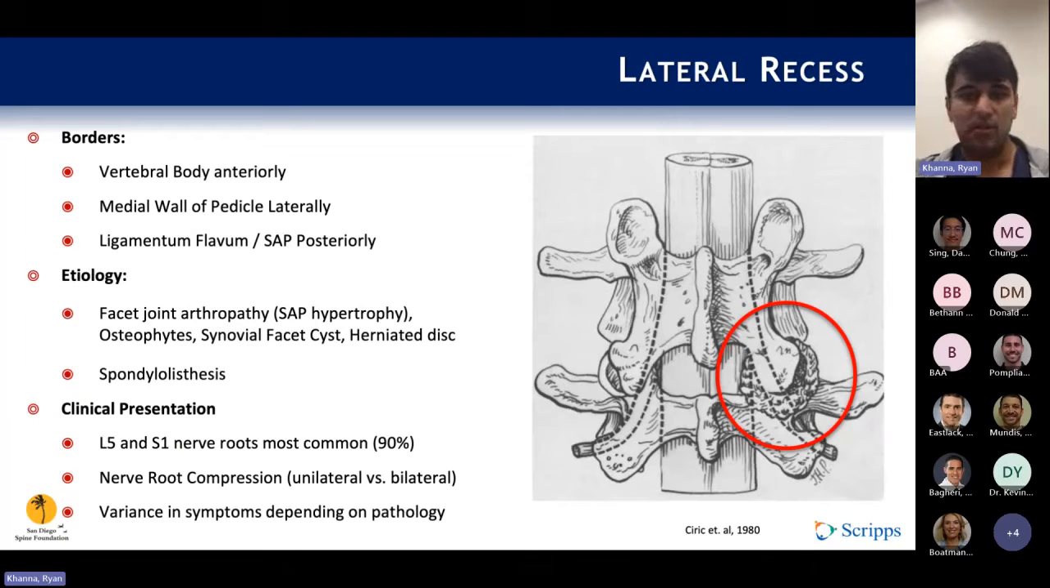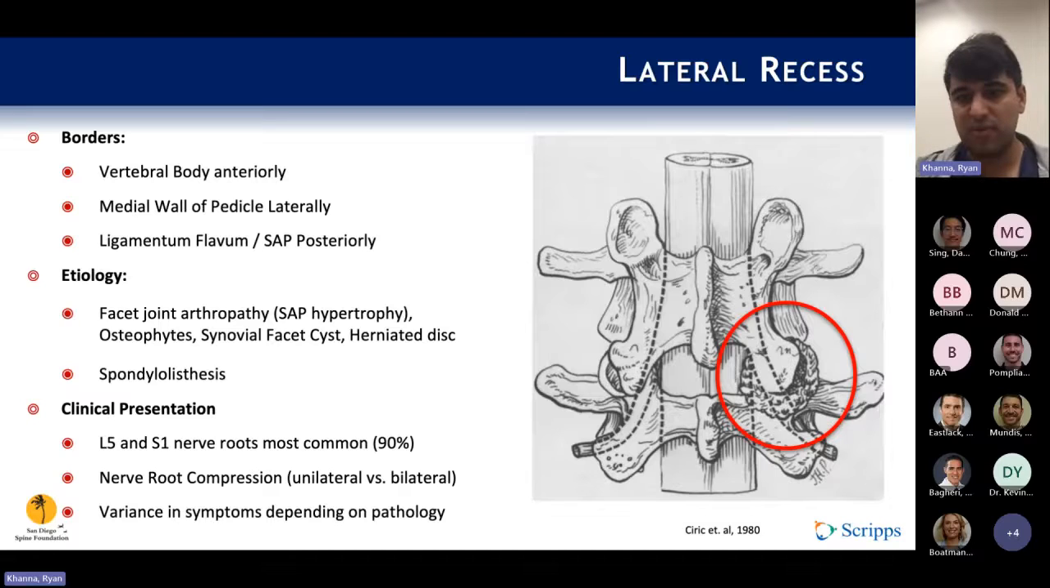Next up, I'll be talking about lateral recess stenosis. Like that first diagram depicted, the lateral recess is between the neuroforamen and the central canal. It's kind of that in-between zone. Usually these patients develop lateral recess stenosis from a slipped disc or spondylolisthesis, but more commonly it's from facet joint arthropathy, which sometimes can be part of the same disease process.